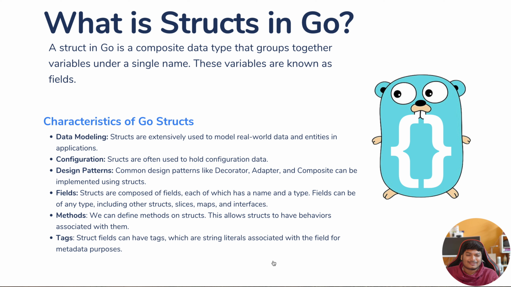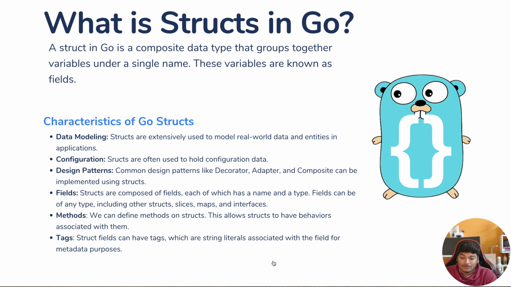Now, what are the characteristics of these structs? First, data modeling. Structs are extensively used to model real-world data and entities in applications. Second, configurations. Structs are often used to hold configuration data. Third one, design patterns. Common design patterns like decorator, adapter, and composite can be implemented using structs. And in this entire course and journey, in our future sessions, I'll be covering that as well.